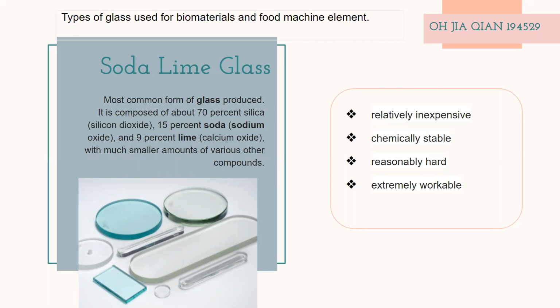So one of the types of glass that is used for biomaterials and food machine elements is the soda lime glass. This is the most common form of glass produced, and it is composed of about 70% silica, 15% soda, and 9% lime, with much smaller amounts of various other compounds. So it's basically relatively inexpensive, chemically stable, reasonably hard, and extremely workable.